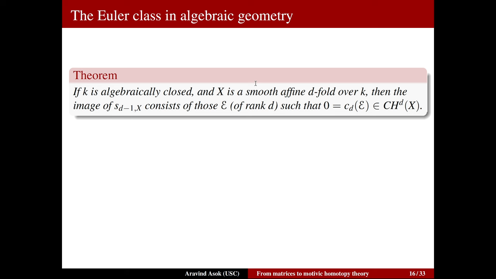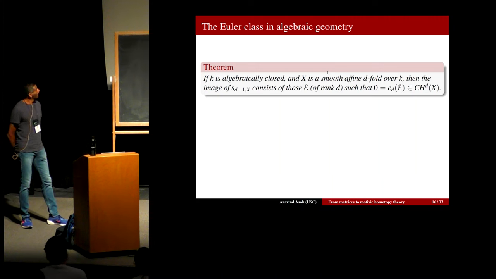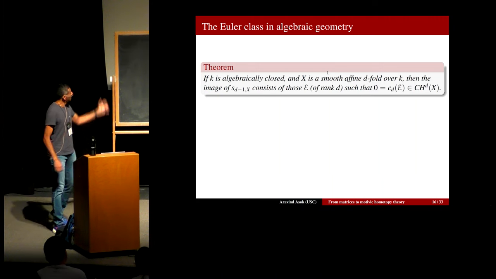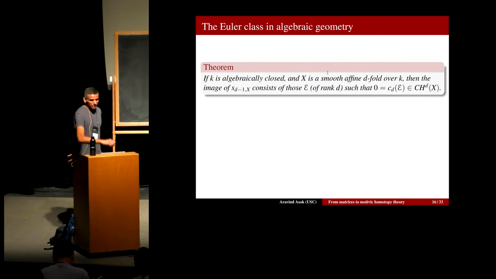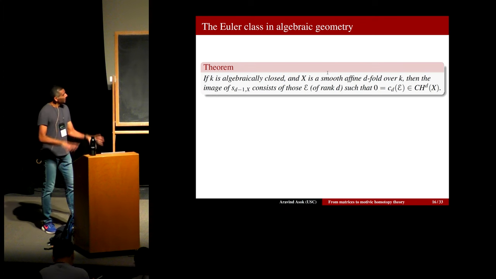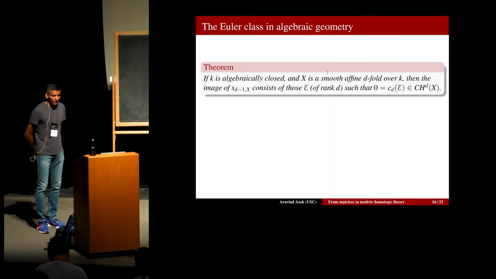So it took a long time, but it was observed that if you have an algebraically closed field K and a smooth affine algebra of dimension D, then the image of this stabilization function, in fact, is characterized by the vanishing of the top Chern class, under the assumption that K is algebraically closed. All right, so as soon as I get rid of that issue coming from the real points, this is sufficient. So this theorem has a very, very long history.